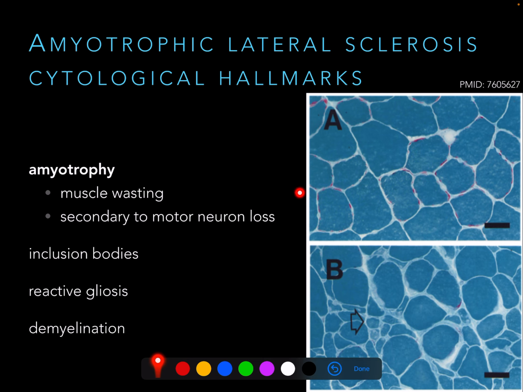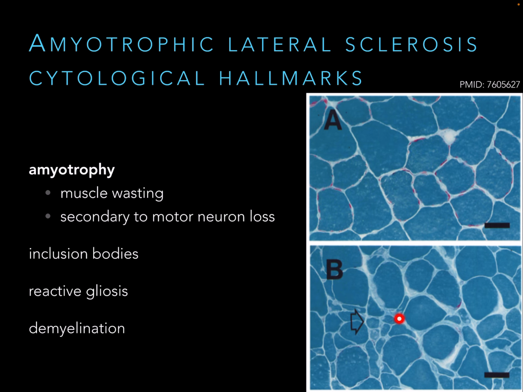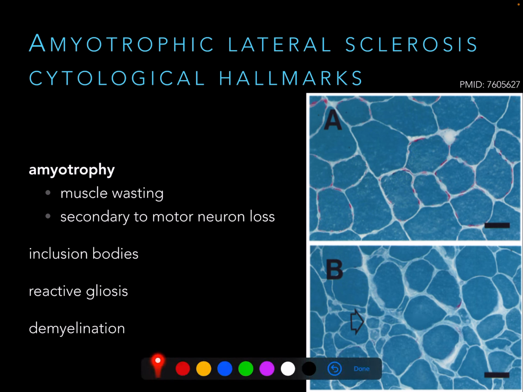So here's a normal cross-section of a muscle, and here's a cross-section of a muscle that has ALS. Notice these degenerating, wasting muscle fibers. If your motor neuron is gone, you don't get activated. Use it or lose it. It's a rough life. So the muscle fibers that aren't getting used degenerate.